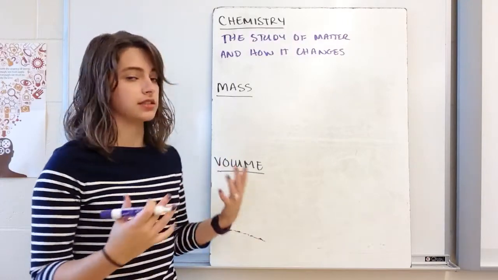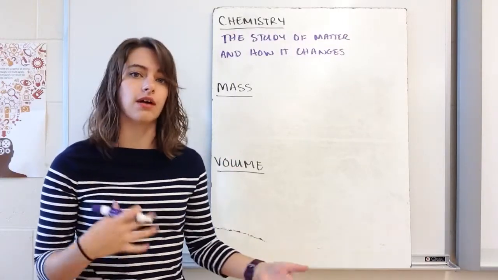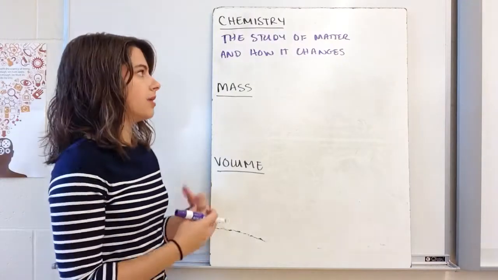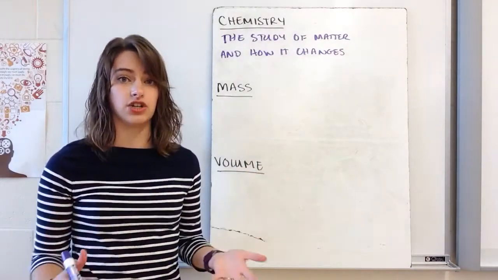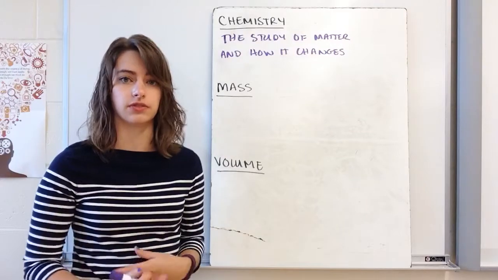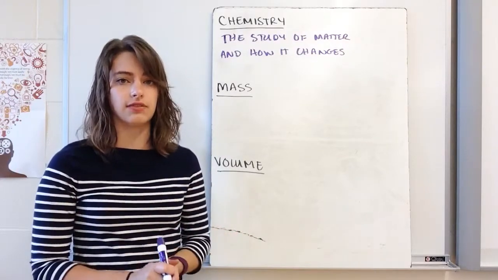What does it do? What does it look like? What are its different components? How is it different? What are its properties? And then we're really looking at how it changes. So what happens when you change different types of variables? So that's the study of chemistry.